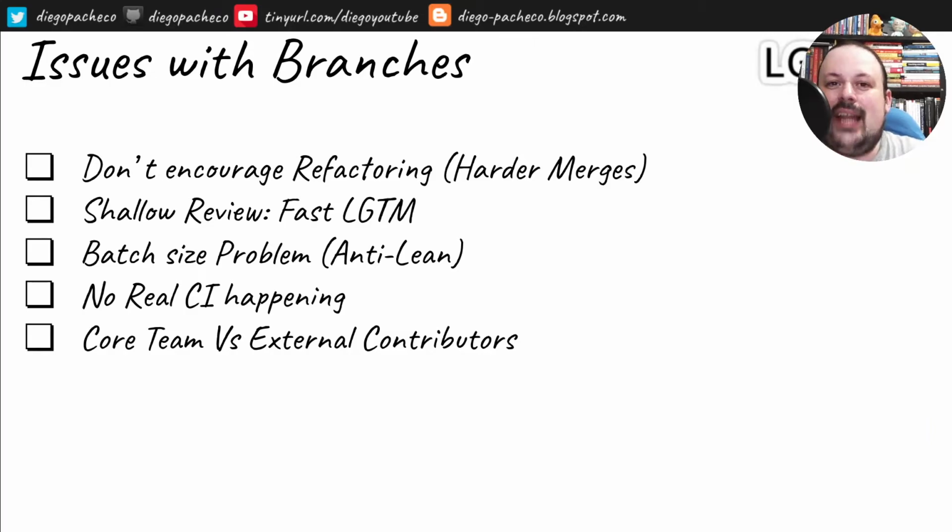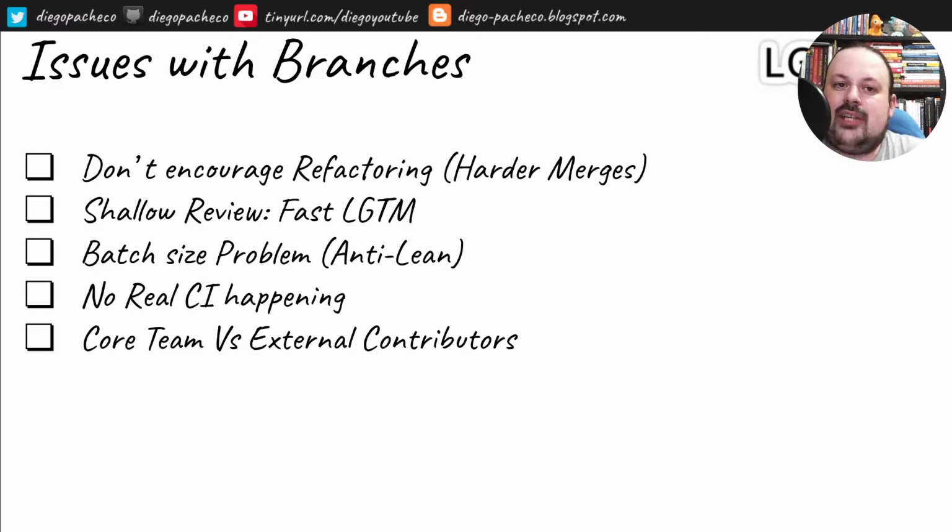So let's highlight some of the issues we have with branches, all right? They do not encourage refactoring because of harder merges, and because everybody's working in feature branches, which are long-lived branches, what happens is people end up not doing refactoring at all, right? Unless there's an explicit policy in your Kanban or your architect is driving that behavior. But otherwise, if nobody's doing anything, what's going to happen by default is less refactoring, which is bad.